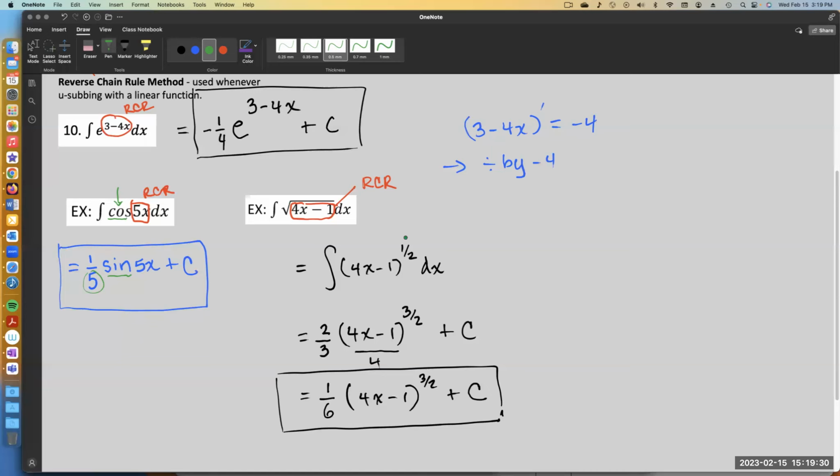Here, the outside function is the square root, and so we did this first. We used the power rule to integrate that outside function. Okay, that makes sense. And then at the end, the last step was to go to the inside and take the derivative and divide by that derivative to get the 4 in the denominator.